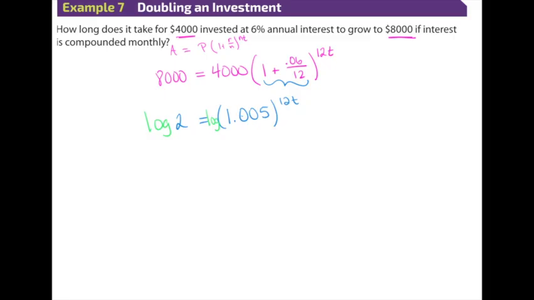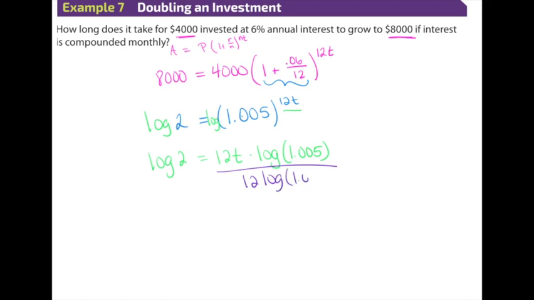So I have the log of 2 over here, and now I can expand this guy. Equals 12t times the log of 1.005. I am solving for t. How do I solve for t here? Just divide everything except that t, right? So we're going to divide both sides by this 12 log of 1.005. It will cancel all these goodies out. That means t is going to equal log of 2 divided by 12 log of 1.005.